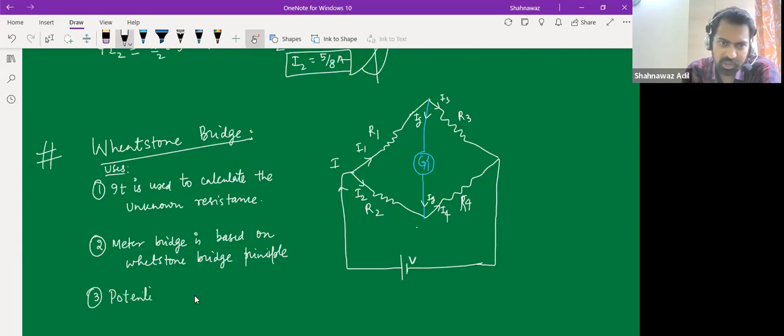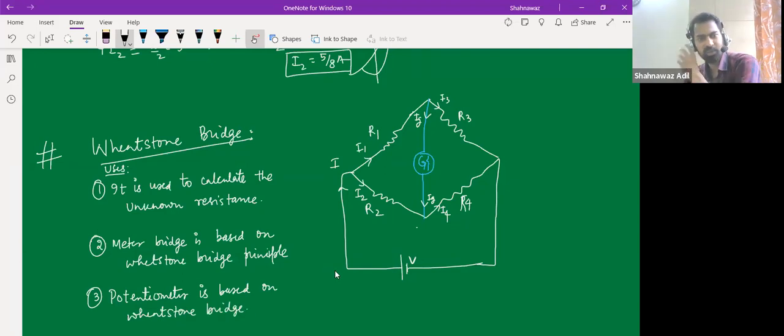The potentiometer is a device that you guys are using. It is also based on the same principle. So these are the three basic uses of the Wheatstone bridge. And the construction you guys can write. You just draw this construction and write about it.